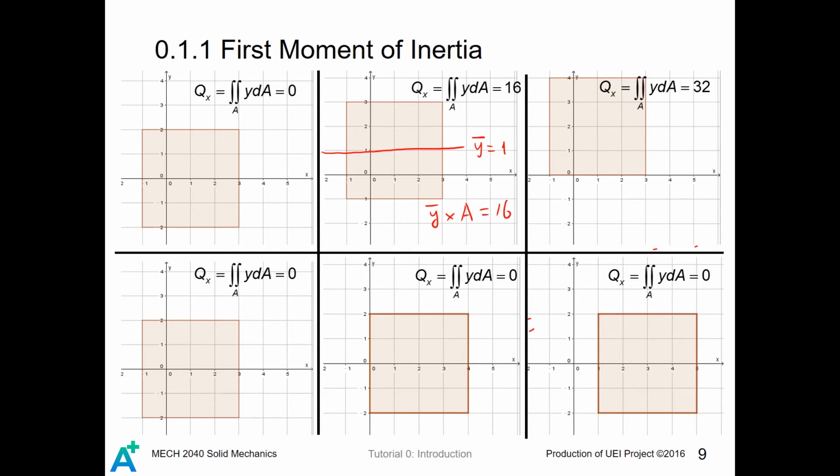Similarly, for this case, you can see that the average of y of all differential area elements is 2. Therefore, the first moment of inertia is given by the average of y times the entire area, which is 32.